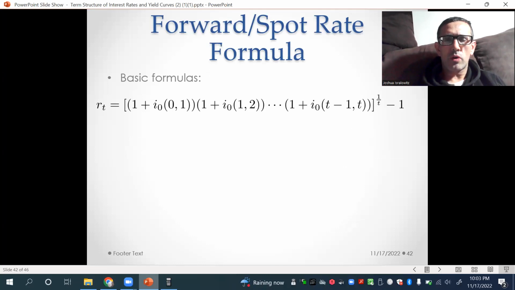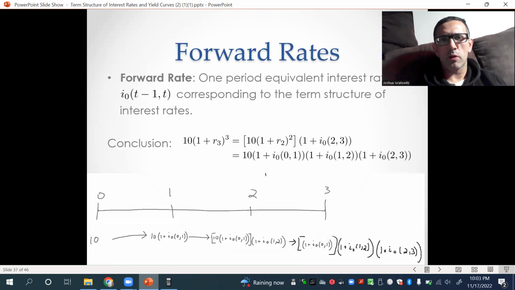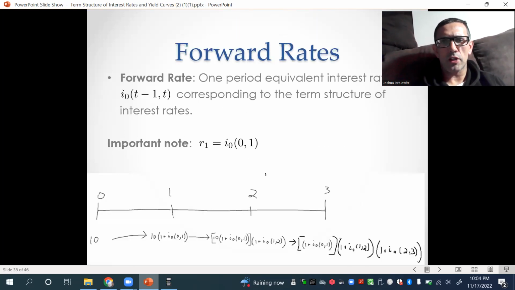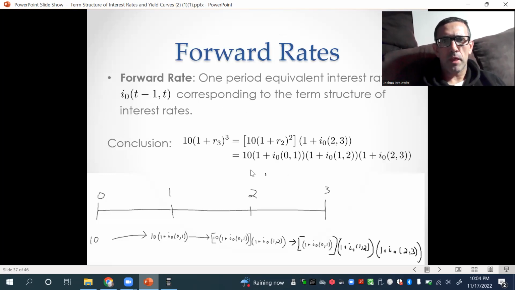Okay, so another basic formula is the following. To get the spot rate from the forward rates, you just multiply the first t forward rates, corresponding to year 1, year 2, all the way to year t, and raise the product to the 1 over t, minus 1. I'm not going to go through the derivation, but it's the same logic as here: 3 years of growth is the same thing as compounding each yearly growth.